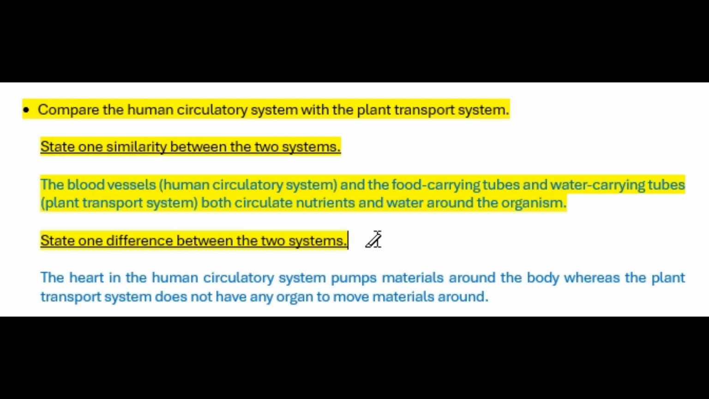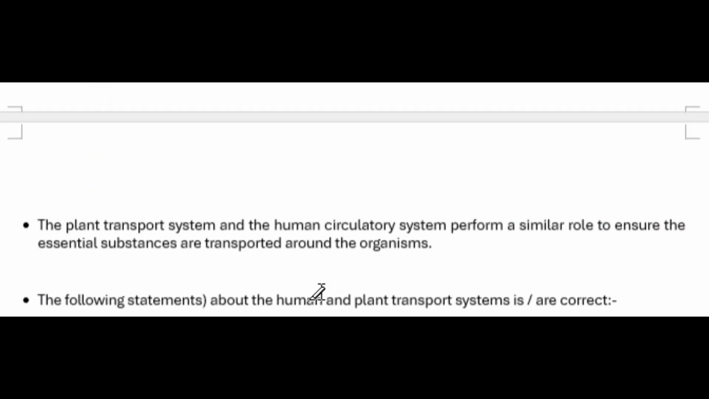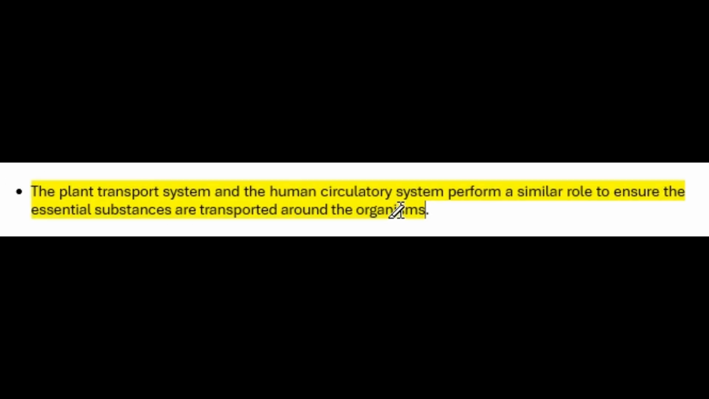State one difference between the two systems. The heart in the human circulatory system pumps materials around the body, whereas the plant transport system does not have any organ to move materials around. The plant transport system and the human circulatory system perform a similar role to ensure the essential substances are transported around the organisms.